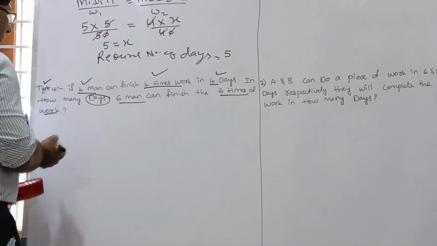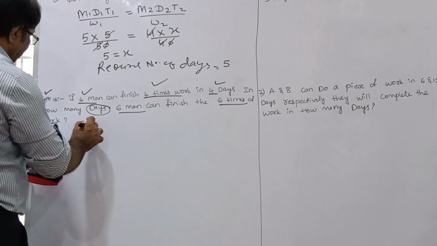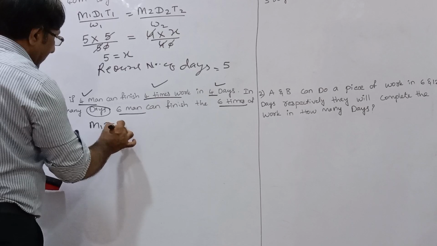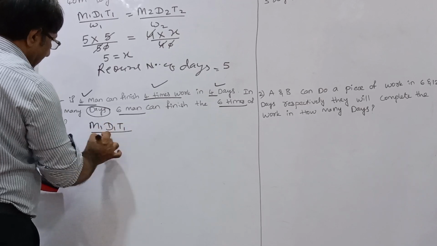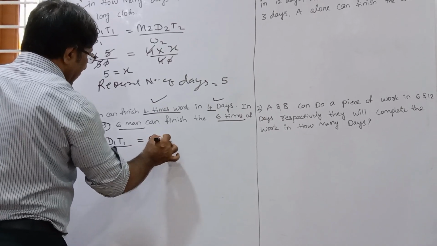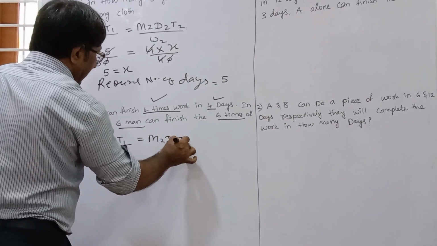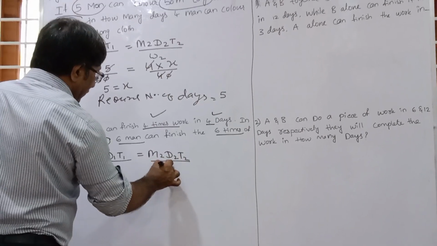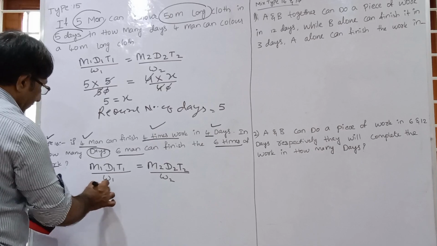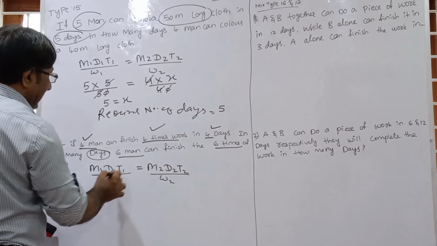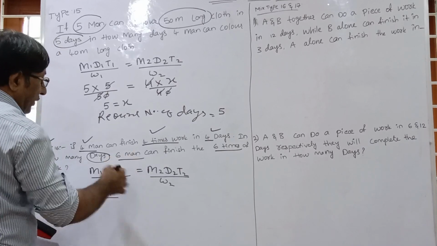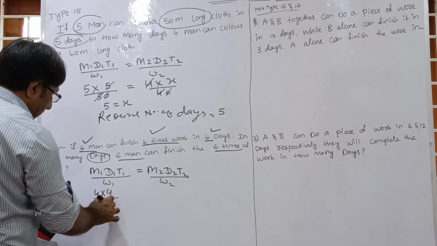Again the same technique can be used here in type number 16 also. M1 D1 T1 divided by W1 equals M2 D2 T2 divided by W2. Here 4 men is given, so this is 4, and they gave 4 days, and the work given is 4 times of work. So you can use 4.